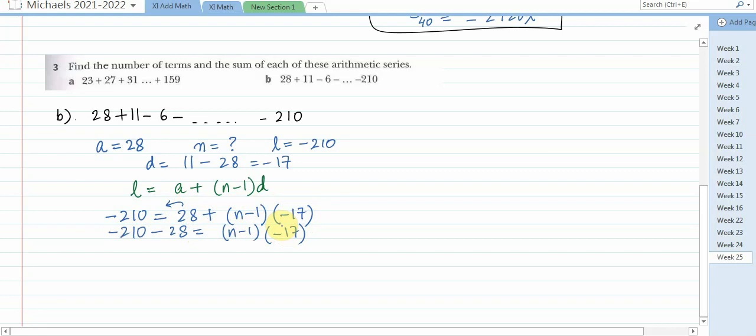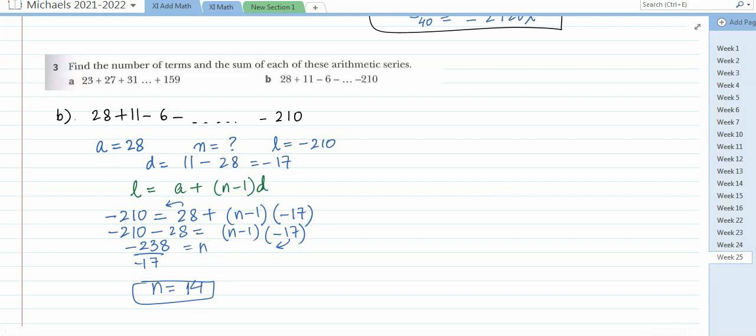Minus 210 minus 28 leads to negative 238. When you shift 17 to the left side, it will be negative 238 divided by negative 17 equals N. So when you divide, you get the value of N, and it is equal to 14. That is your answer. Once you have found the number of terms, then you need to find the sum.